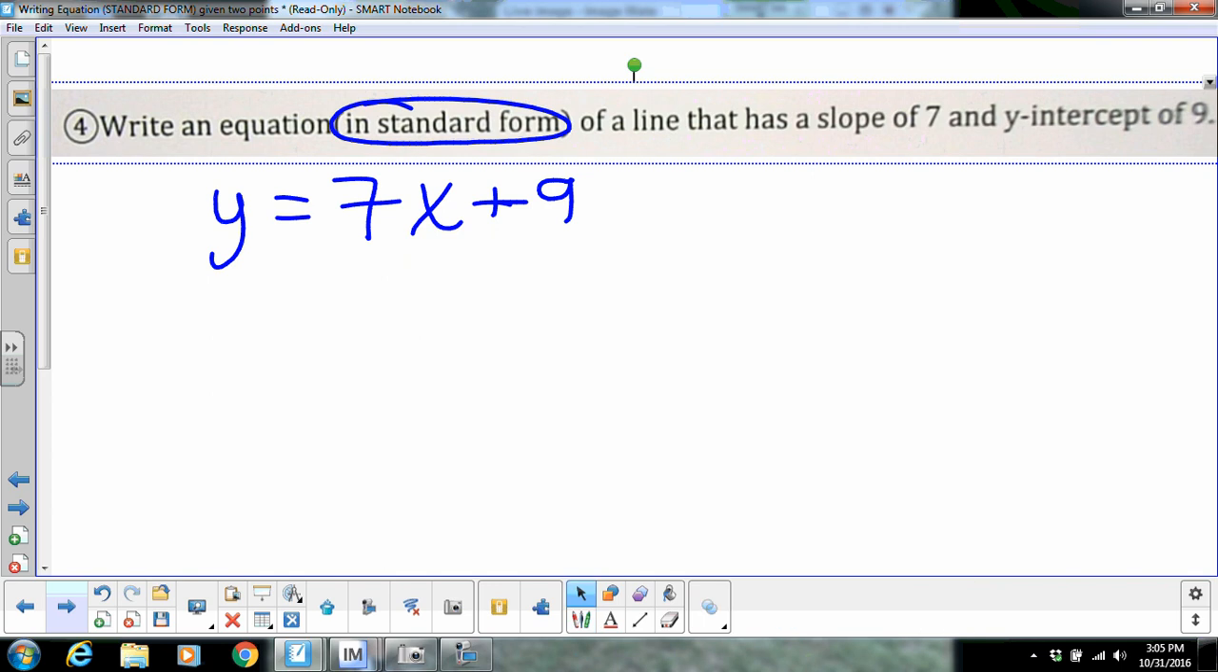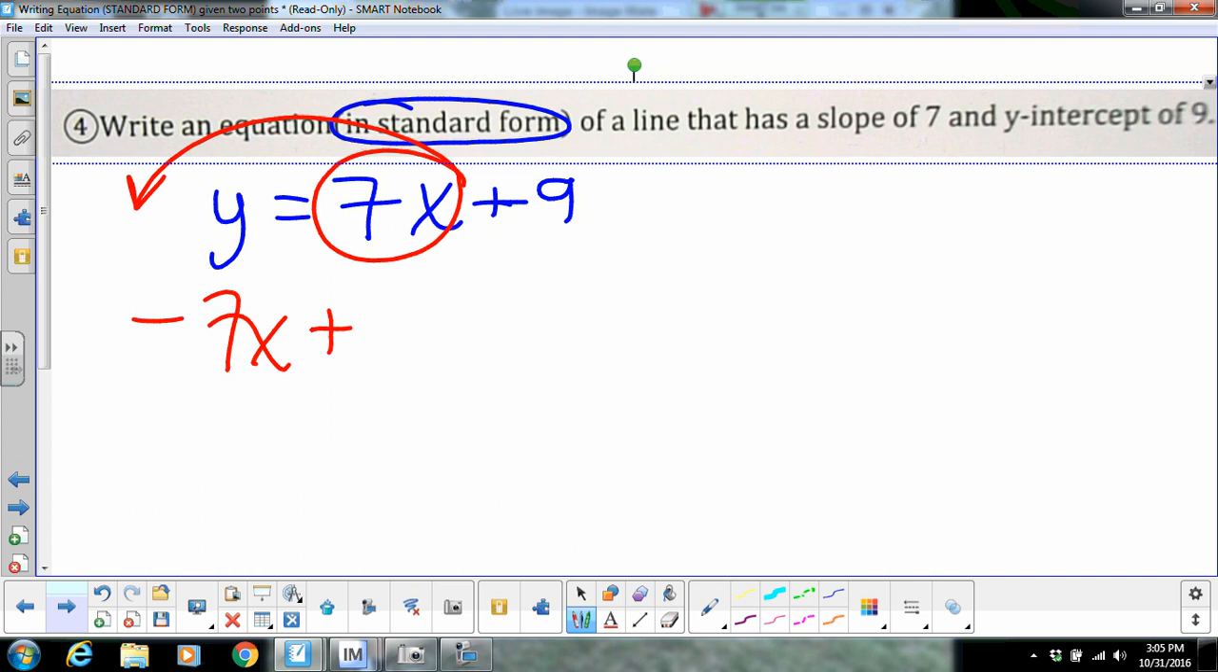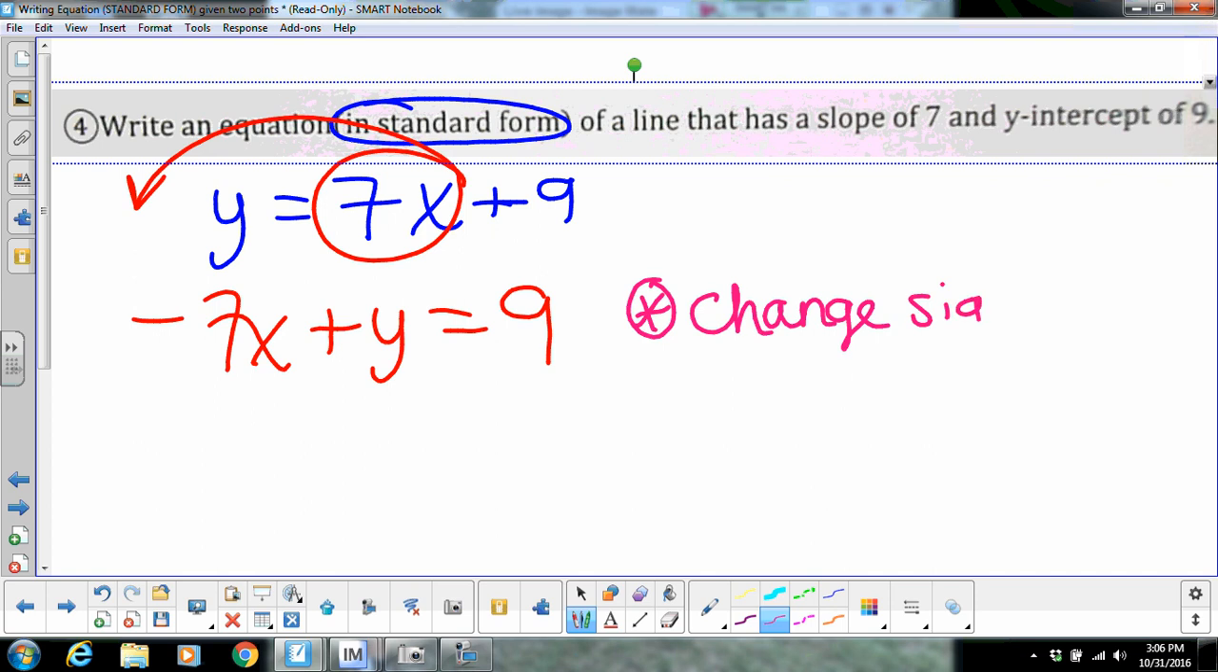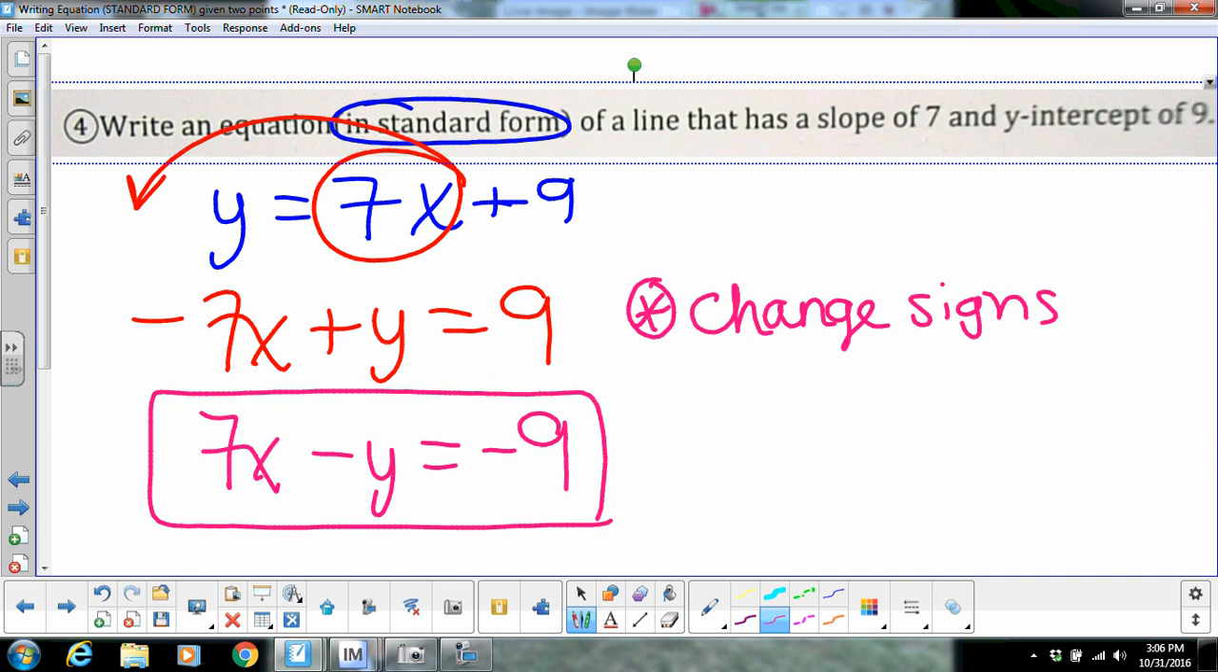We want to convert that to standard form, and remember, standard form has those 3 criteria. The first one is that x and y are on the same side, so I'm going to move our x over. Okay, the second criteria is that x has to be positive, so at this point we are going to change our signs. Okay, so that's going to make that a positive 7x, a negative y, and a negative 9. And our third criteria is that you cannot have any fractions in standard form, and we don't, so we're done.